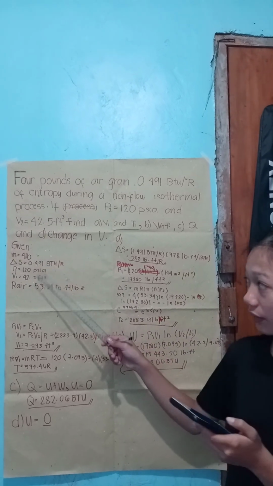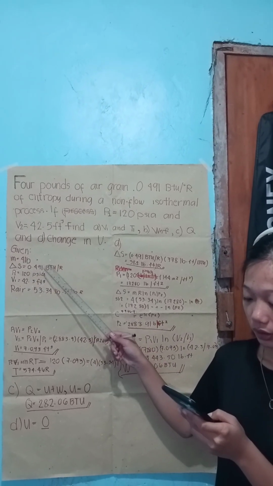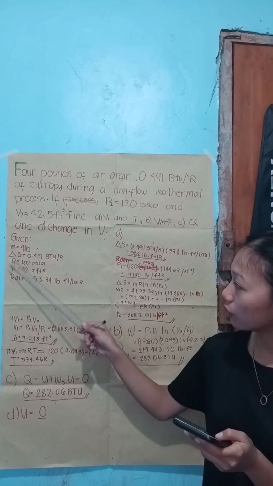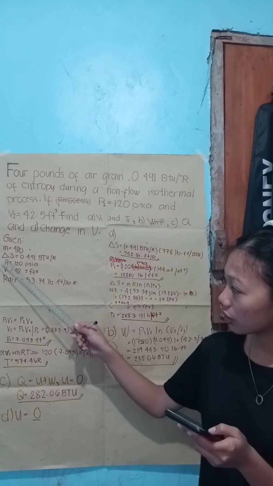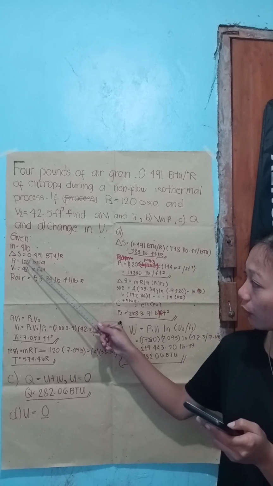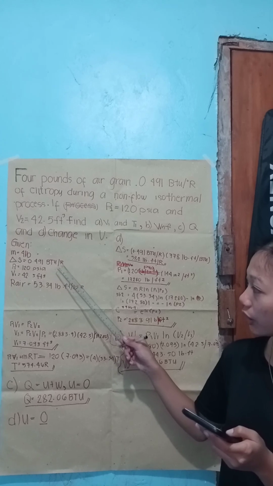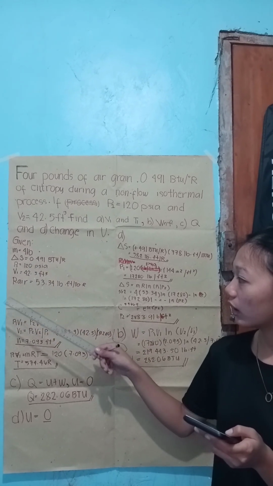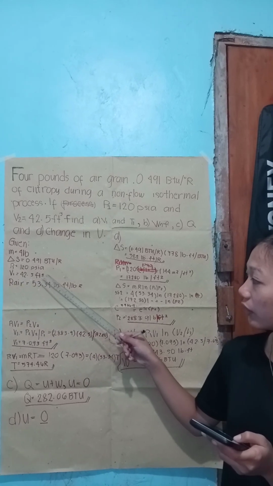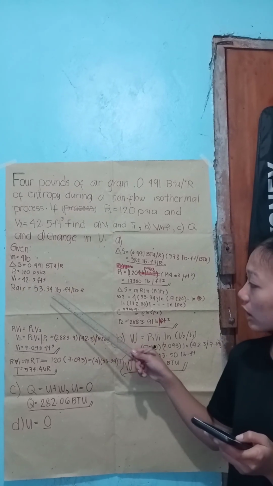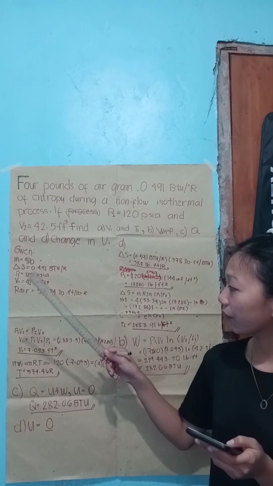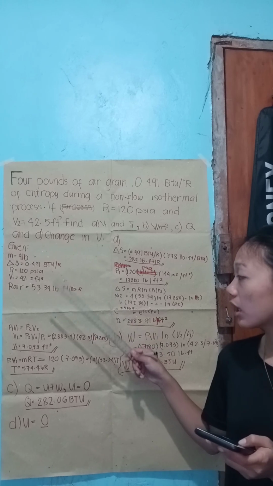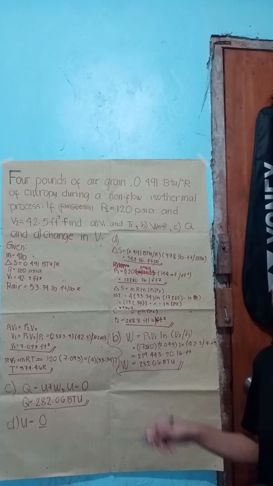So here are the given values. Mass, which is a constant, is equal to 4 pounds, and the change of entropy is equal to 0.491 BTU per gas constant, and P1 is 120 psia, V2 is 42.5 cubic feet, and this is the given gas constant for air, which is 53.34 pounds feet per pounds gas constant.